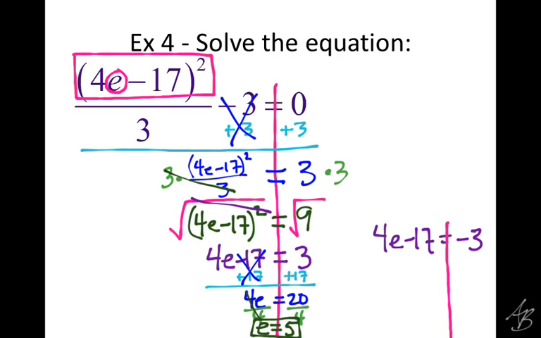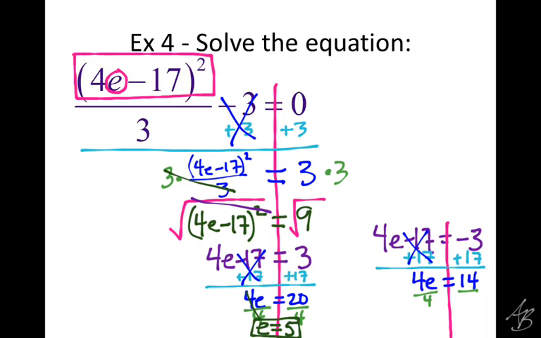And what do I need to do to get e by itself there? Add 17. So it's really the same step, except the only difference is, yeah, on the right side we're adding to a negative 3 instead of to a positive 3. So we get 4e equals 14. Okay, then we need to get the e by itself still, so we do what?